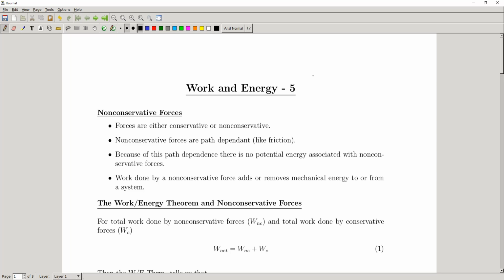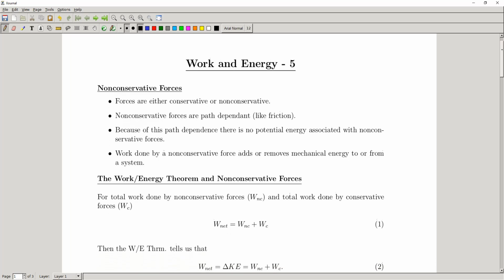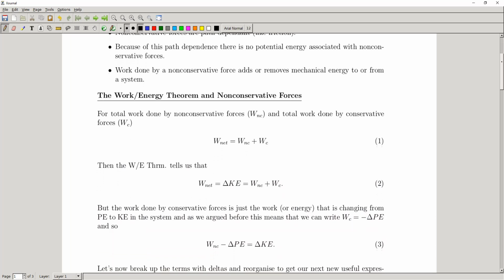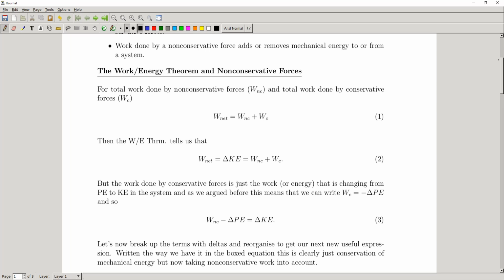And the work done by non-conservative forces will then either add or remove mechanical energy from or to our system, right? So we need to be thinking about adding non-conservative work to our system, and we're going to see how this works as we take a look at the work energy theorem here. So this is us looking at the work energy theorem and how non-conservative forces can be included in our idea of the work energy theorem.